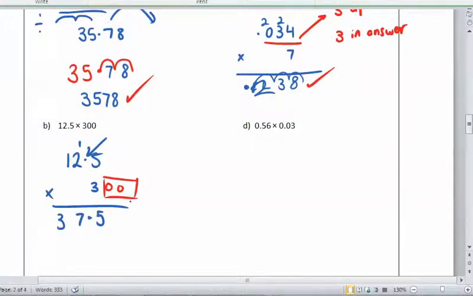So we need to move this decimal point how many places? 1, 2. So the answer is 3,750. Otherwise, if you wanted to do it the other way, which is 12.5 times 300, fine. However you got there, I don't mind, as long as it's not with a calculator.